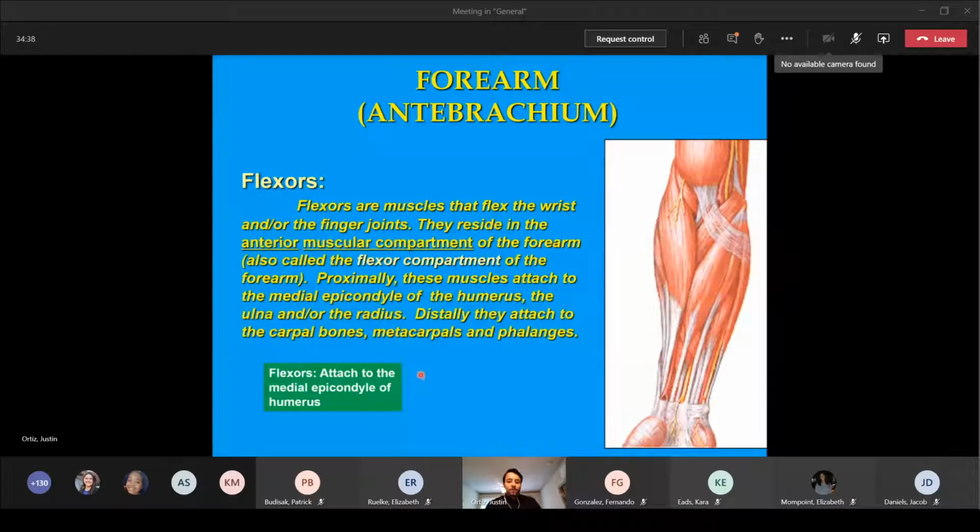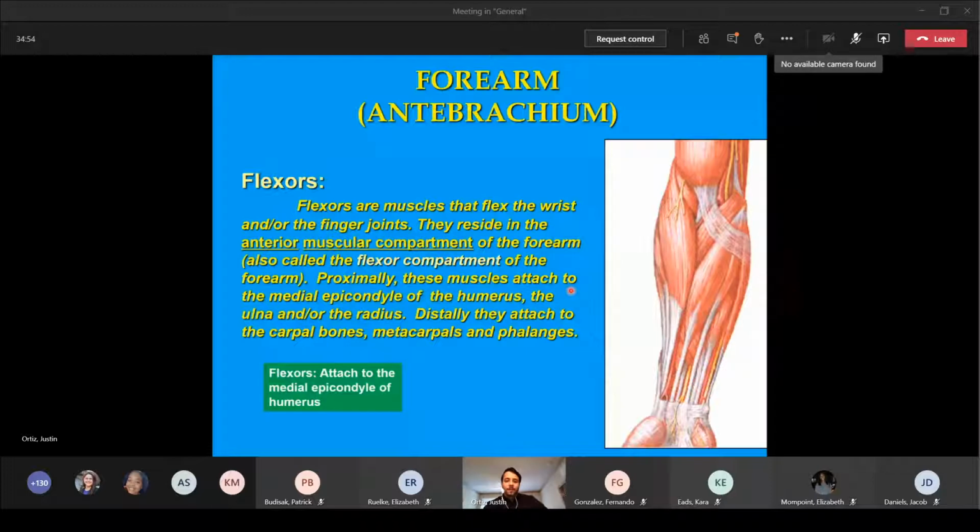So the flexors are going to attach to the medial epicondyle of the humerus. In this paragraph, the most important thing to remember is that the flexors are going to attach to the medial epicondyle of the humerus, which is just the medial side of your humerus, right? On your medial side, it should be located right here.